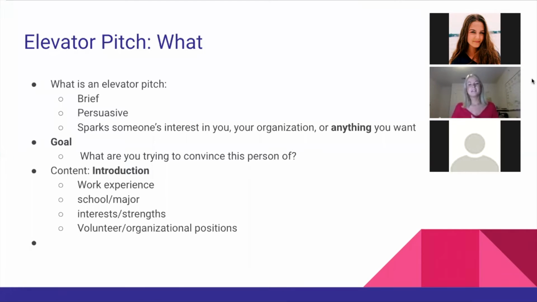So first, at a high level, what is an elevator pitch? It is a brief, persuasive speech that is used to spark one's interest in you, your organization, or just about anything you choose. It typically begins with an idea or a goal.